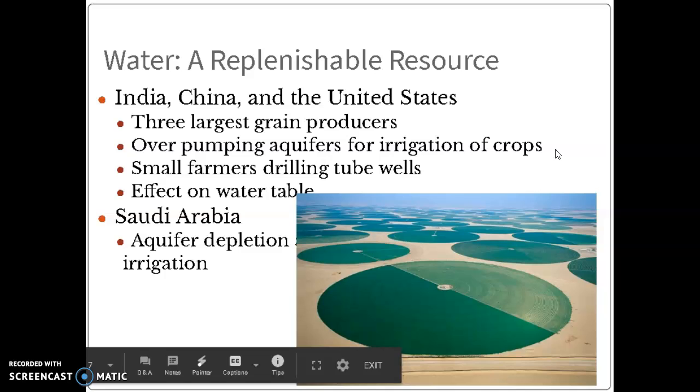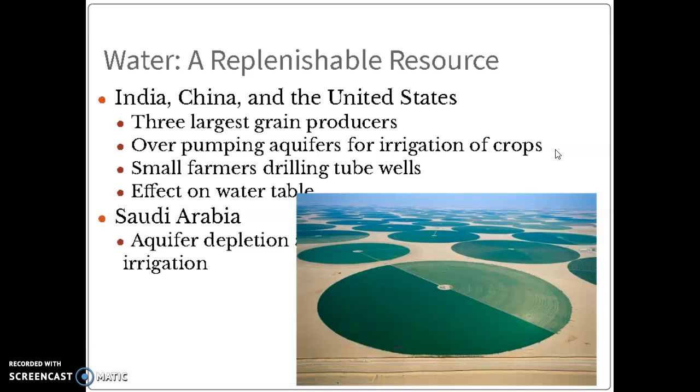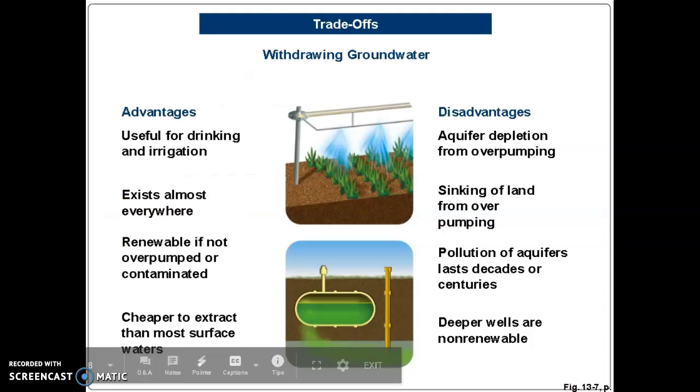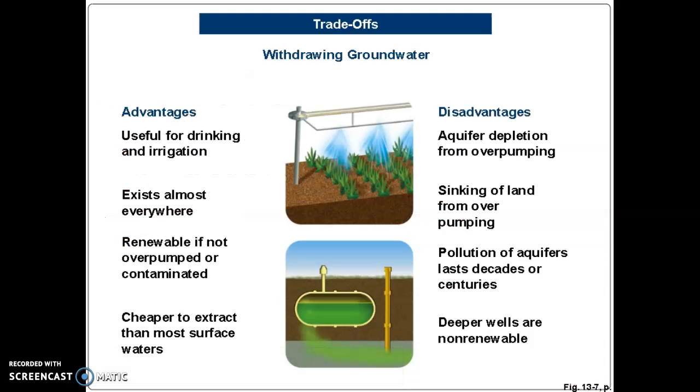India, China, and the United States are the 3 largest grain producers, using the most water of all. They're overpumping the aquifers for irrigation of crops. Small farmers are drilling tube wells, and it has an effect on the water table, lowering it entirely. And in Saudi Arabia, aquifer depletion for irrigation as well. So when we do this, we're creating a problem, lowering the water table, and creating the droughts and the dryness. You guys have studied the Dust Bowl. You understand what happens when there's not enough water.